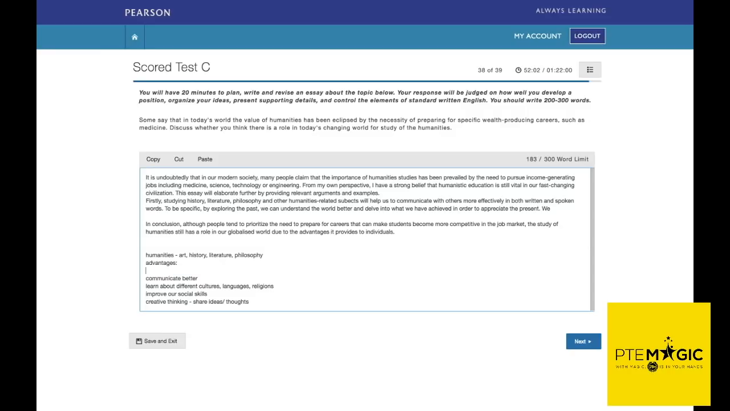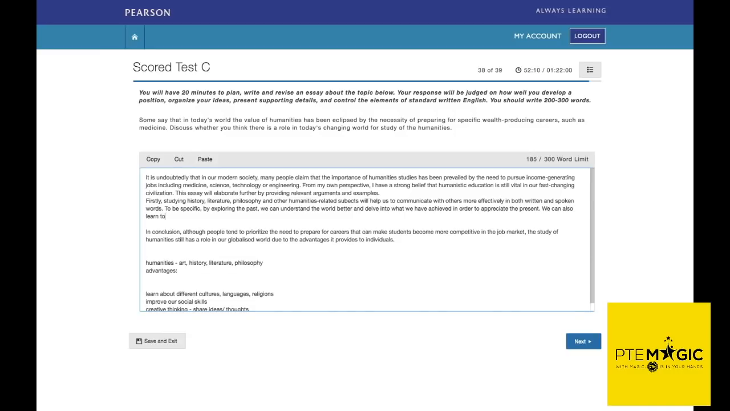Okay, understand, communicate better. Okay. We can also learn about diverse cultures, languages, and religions, which will aid to improve our social skills, to support conversation. Okay, now examples.